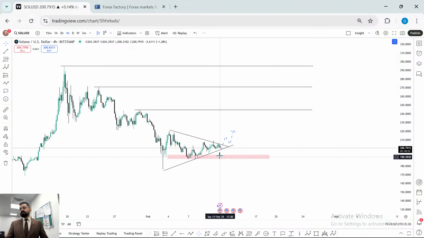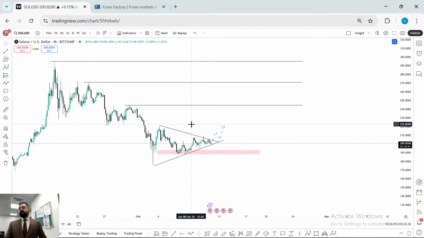But first we need to wait for the proper confirmations. What are the confirmations? We need a breakout, retest, and break. Okay, if you're trading this pattern, then we need to set our entries and, for example, our SL and TPs accordingly for Sol.